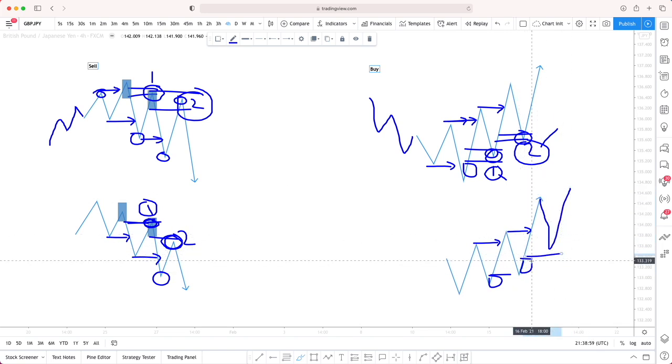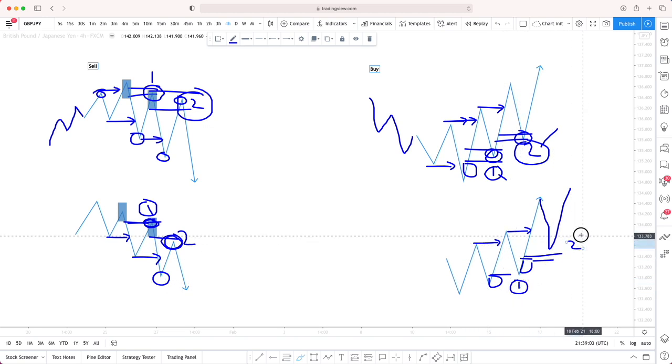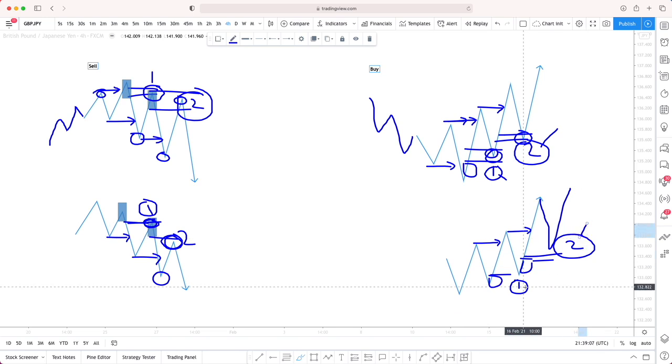Okay, so we can look to enter here. So entry number 1 is there, and entry number 2 is there. Again, entry number 2 is a safer option than entry number 1. Why? Is because we don't know if it's just a liquidity grab. Okay, we don't know if this is a liquidity grab from the previous high and then coming down again. Okay, we don't know that. That's why.